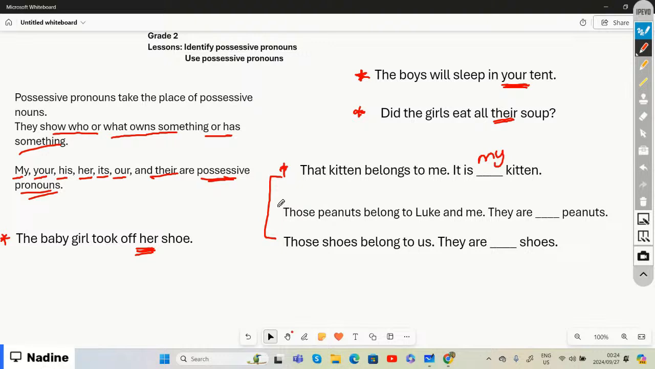And if we look at the next one, it says, those peanuts belong to Luke and me. If the peanuts belong to Luke and me, then what possessive pronoun can we put in here? Do we say it is my peanuts, your peanuts, his peanuts, her peanuts, its peanuts, our peanuts, or their peanuts? Whose peanuts is it?